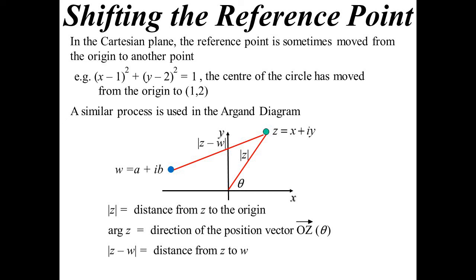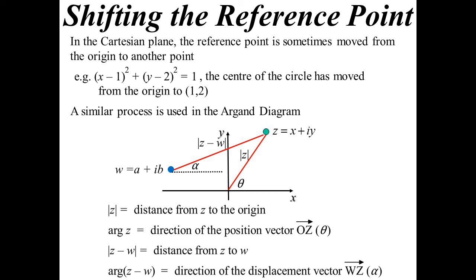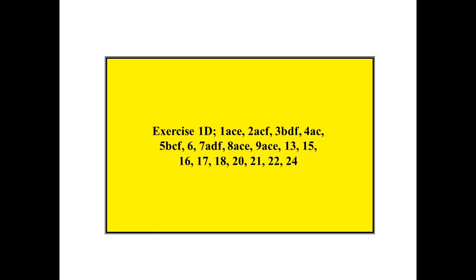So when I see something like this, z minus w, what does it mean? It means the length of the vector that's joining z to w. That's what we're trying to find. And the argument would be the angle it makes with the horizontal at the tail. So whatever alpha is for this one. Okay.